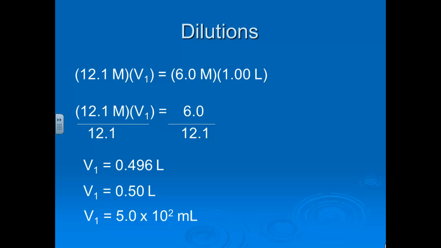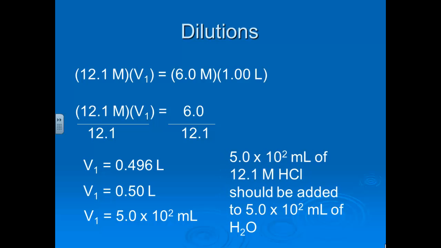Because how many milliliters is 0.50 liters? 3 spots over. 500, which doesn't have 2 sig figs. So if you're doing milliliters, you'd have to write it this way. Remember, 2 parts to our answer. Subtract that from a liter, so they're equal, you're right. 500 milliliters of stock solution and 500 milliliters of water. You can keep it in liters, so you could do 0.50 liters of stock solution and 0.50 liters of water.